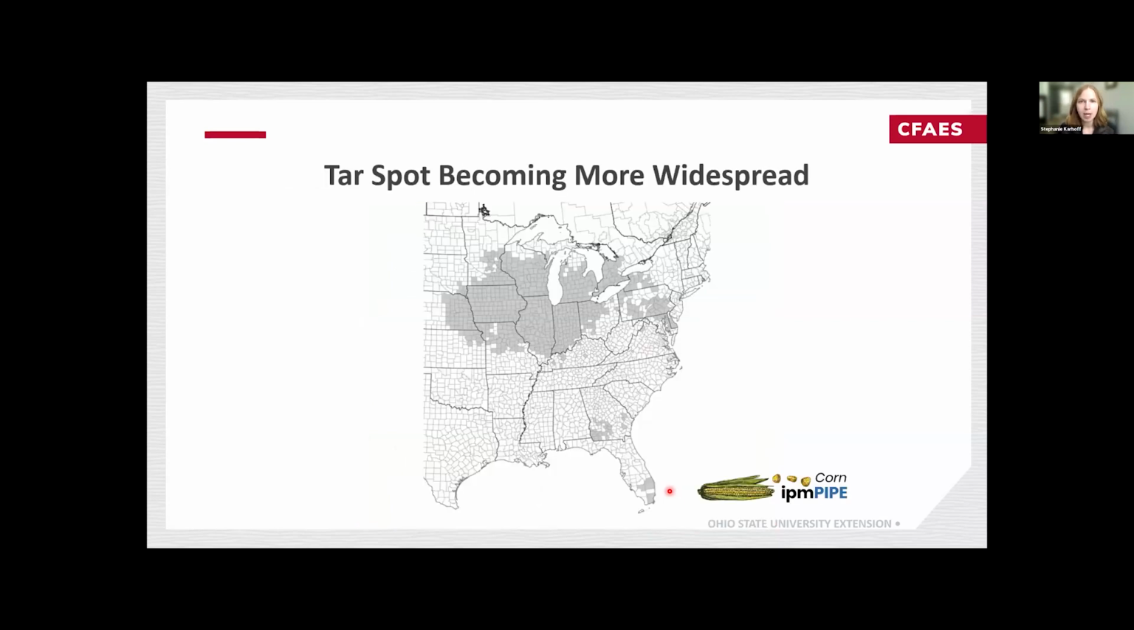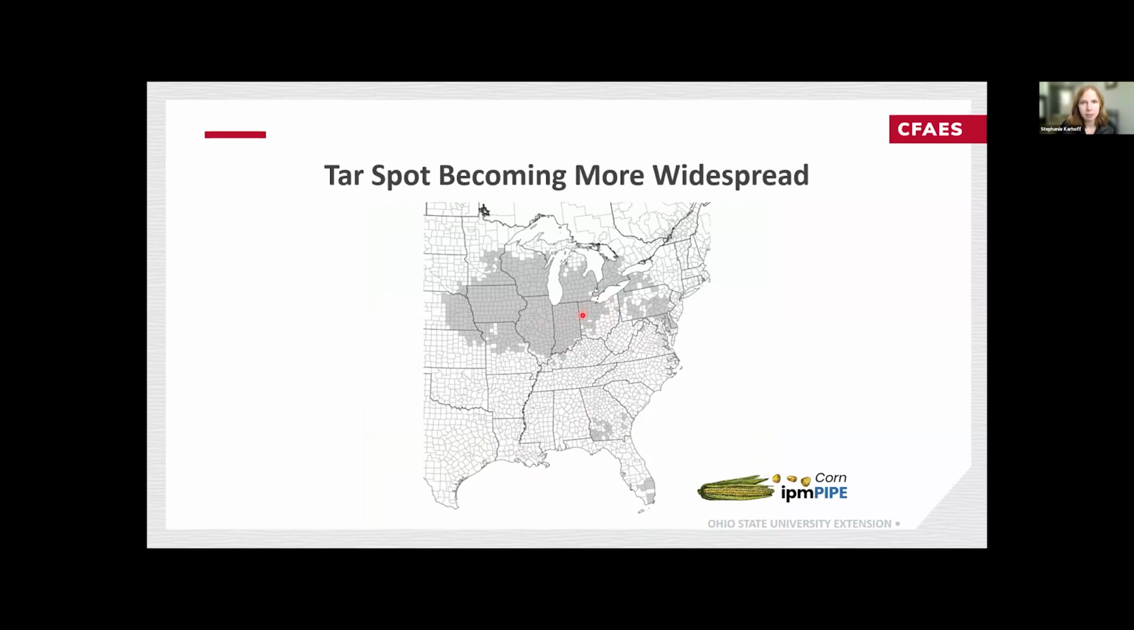So tar spot is becoming more widespread in the Corn Belt. This pathogen originates from Latin America and then moved into the United States and really started spreading in a significant way, stemming from Indiana and Illinois in 2018, 2019. And then we had another big year in Ohio for tar spot in 2021.